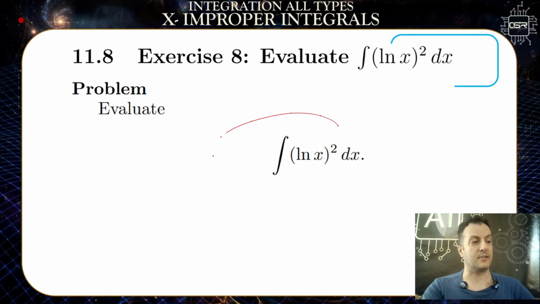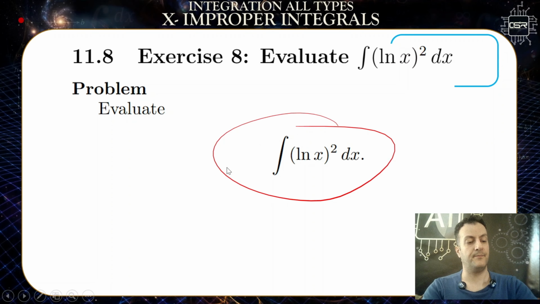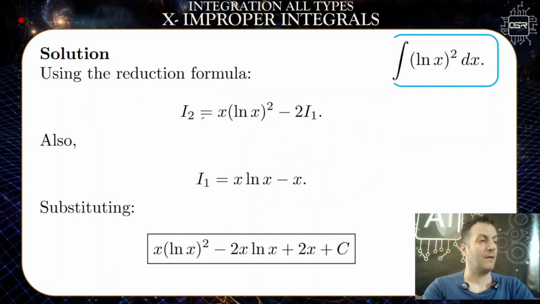Let's evaluate this integral using the same concept. So, I2 is equal to x (ln x)^2 minus 2 I1. I1 equals x ln x minus x. Hence, by substituting, you get x (ln x)^2 minus 2x ln x, which is minus 2 I1, minus 2 times minus x, which is plus 2x, plus c.